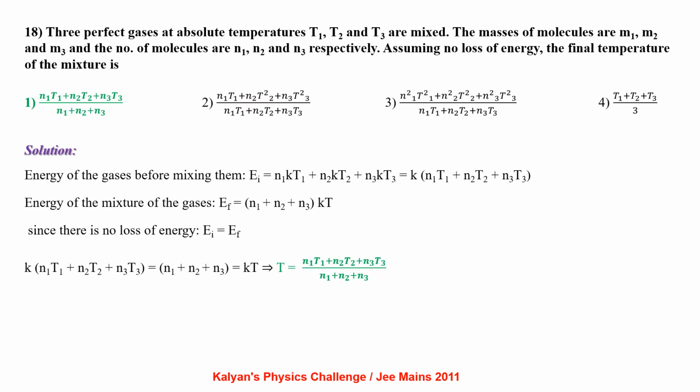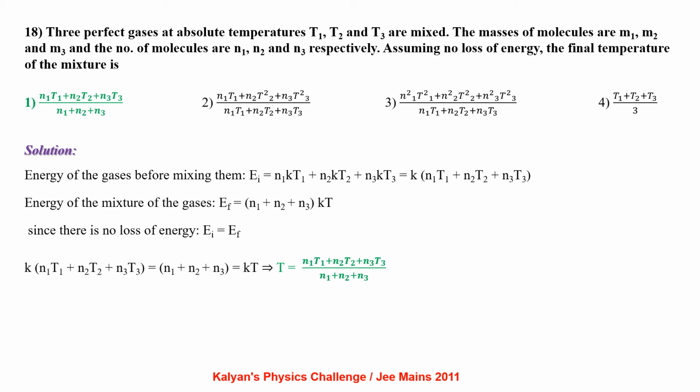Three perfect gases at absolute temperatures T1, T2 and T3 are mixed. The masses of molecules are M1, M2, M3 respectively, and the number of molecules are N1, N2 and N3. Assuming no loss of energy, what is the final temperature of the mixture? The energy of the gases before mixing them is E equal to N1 K T1 plus N2 K T2 plus N3 K T3. We can take K common, that is Boltzmann's constant. We get K times N1 T1 plus N2 T2 plus N3 T3.